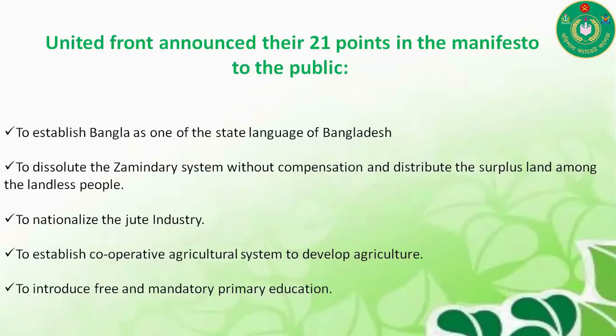Cadets, at the time, two-thirds of the jute was produced in East Bengal. So the third demand was to nationalize the jute industry. Number four, to establish a cooperative agricultural system to develop agriculture.